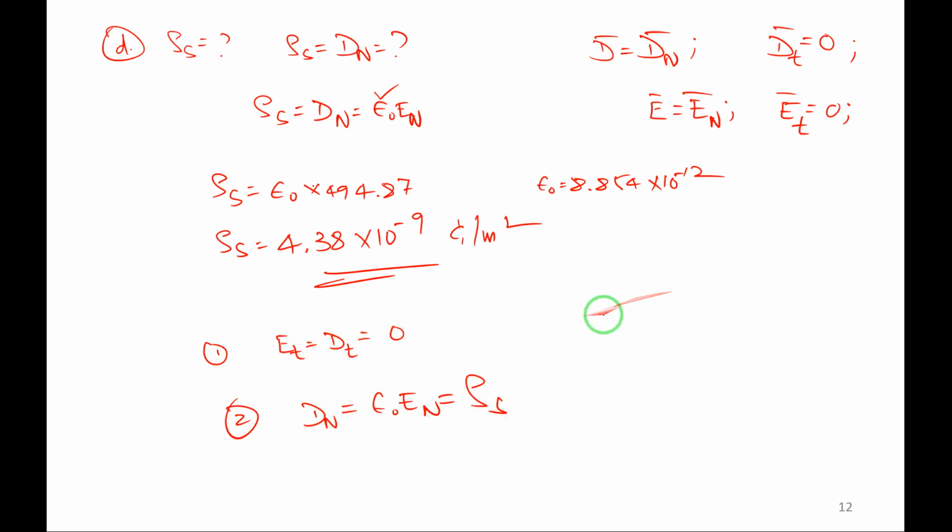So for conductor to free space, this is the conductor and this is free space, and this is the boundary, right? These are the two boundary conditions: Dt equal to Et equal to 0, and Dn equal to epsilon naught En, that is equal to rho s. In the previous two problems, in order to calculate the surface charge density, we have made use of the boundary conditions. Okay, we'll take up one more problem, the last numerical of today's class.